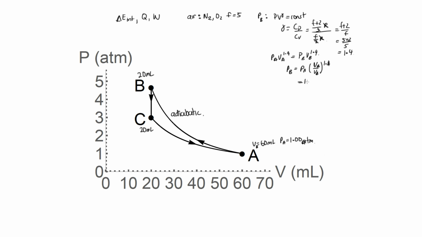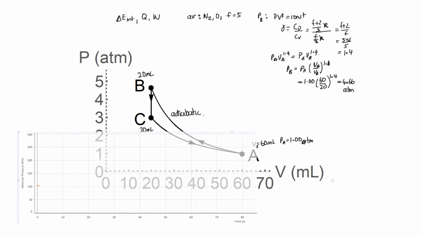So this is equal to 1 atmosphere times VA, which is 60 milliliters, over VB, which is 20 milliliters, so the milliliters cancel out, to the 1.4. And so this gives us 4.66 atmospheres.